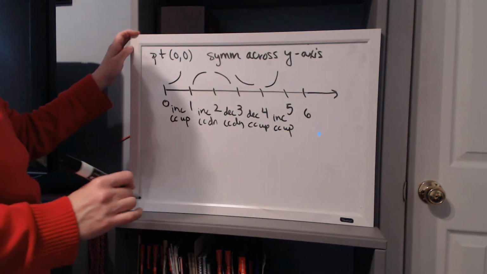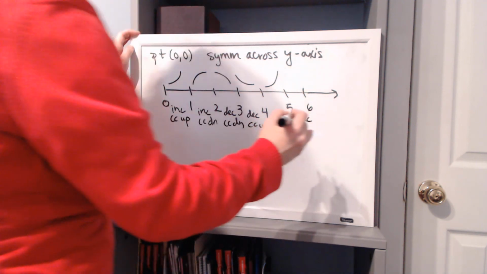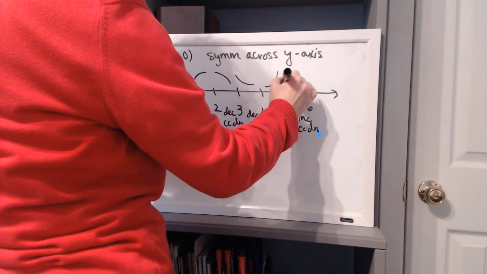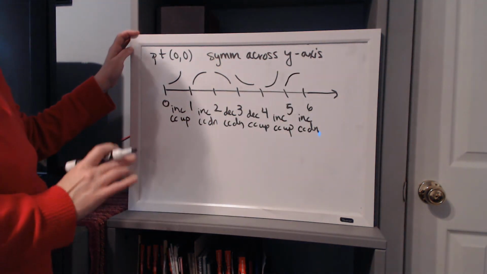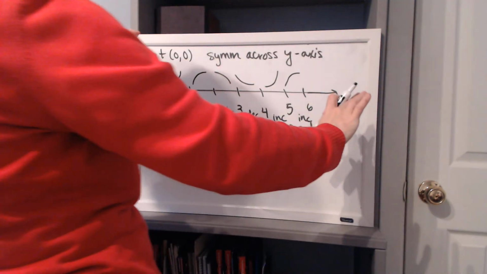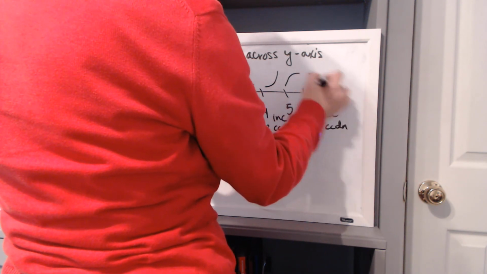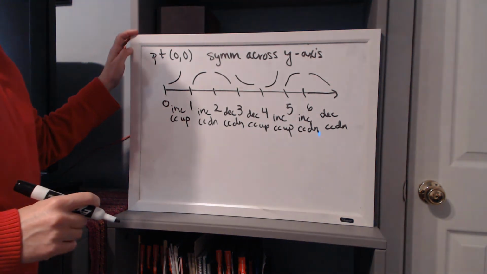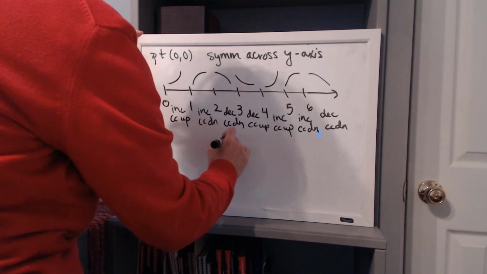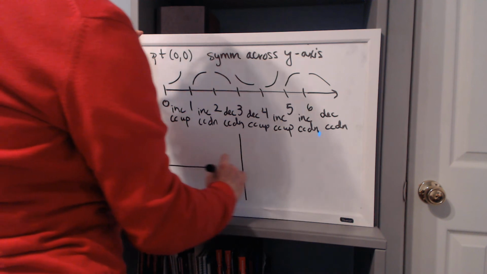Between 5 and 6, we're still increasing, but now it's concave down. So we have increasing and concave down, so it looks like this, generally speaking. And then in our last segment from 6 onward, we are still concave down and we are now decreasing. So we're decreasing and concave down. So something that looks kind of like that. Okay, now remember this is just for one half of the graph. But we're ready to put all of this together on the graph.